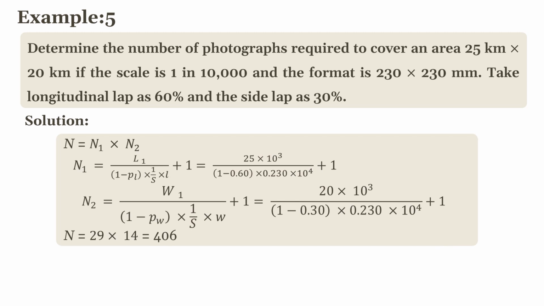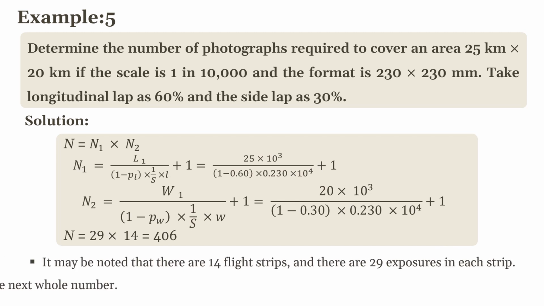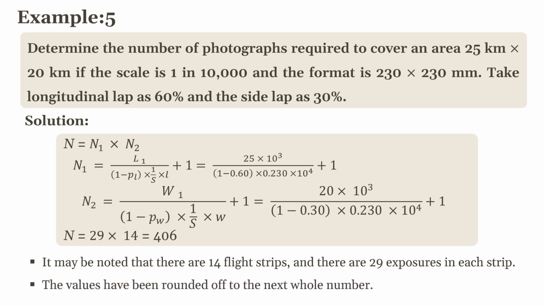So, the total number of photos will be N is equal to 29 by 14 is equal to 406. So, we need 406 photographs. There are 14 flight strips with 29 exposures in each strip. Another very good example for you.